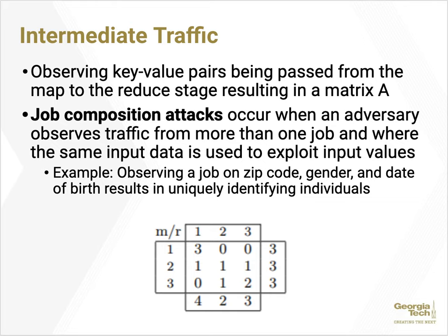One of the examples that the paper gave was observing census data being run through multiple MapReduce jobs where they were processing aggregate information for zip code, gender, and date of birth. If you combine all of this information and they share a key value, you can uniquely identify individuals in this case.